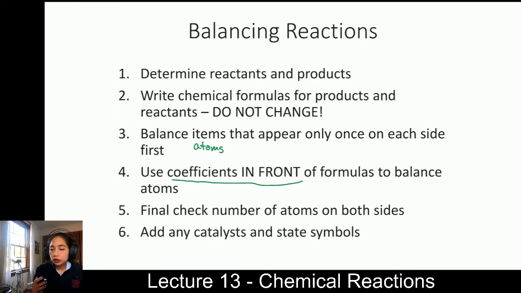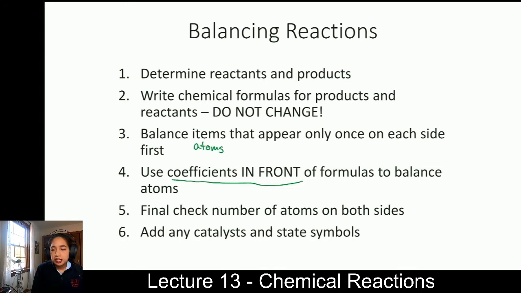So you need to take a look at those coefficients and change them to make those atoms balanced. And then finally, you need to check the number of atoms on both sides and make sure that you have the same number on each side. And then add any catalysts or state symbols to your chemical equation to match what the prompt is telling you.